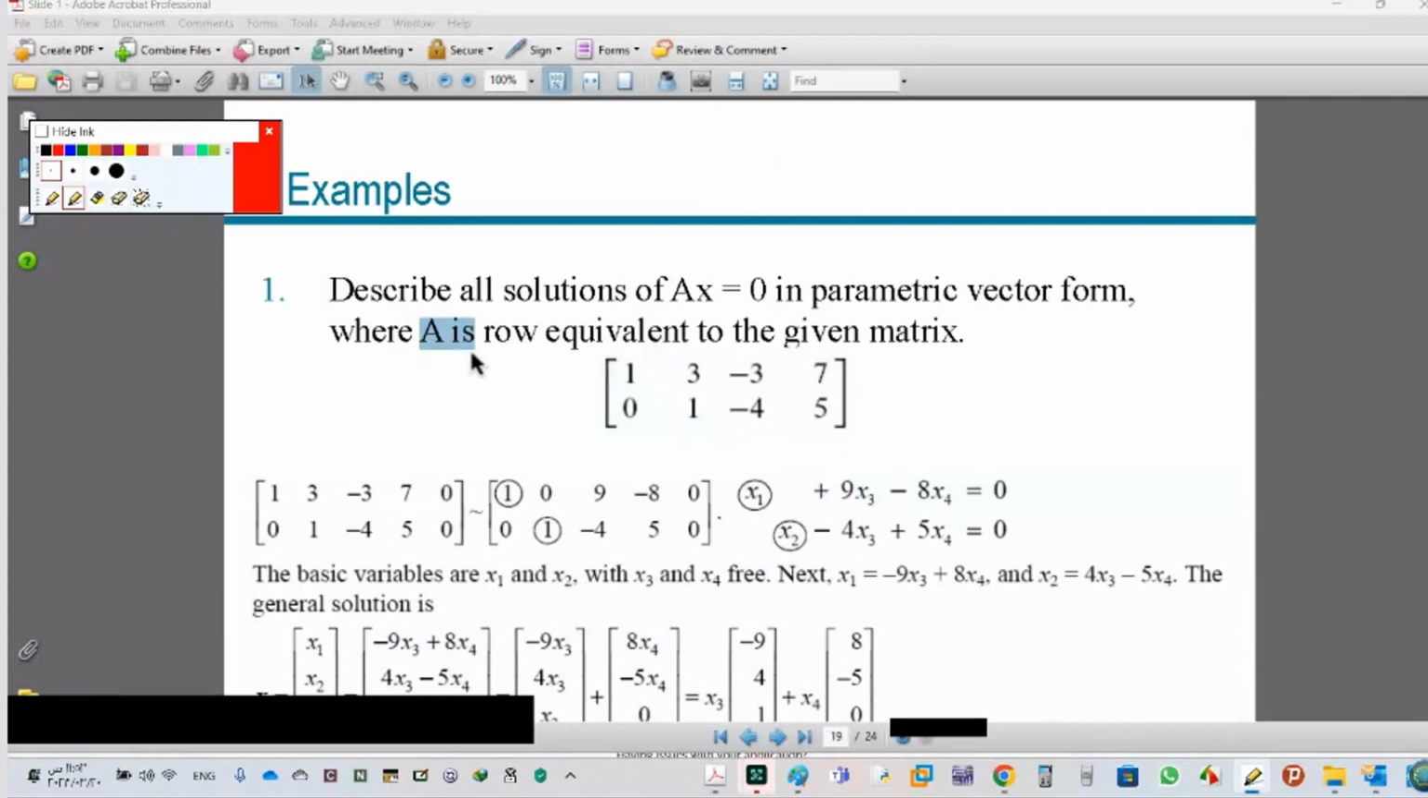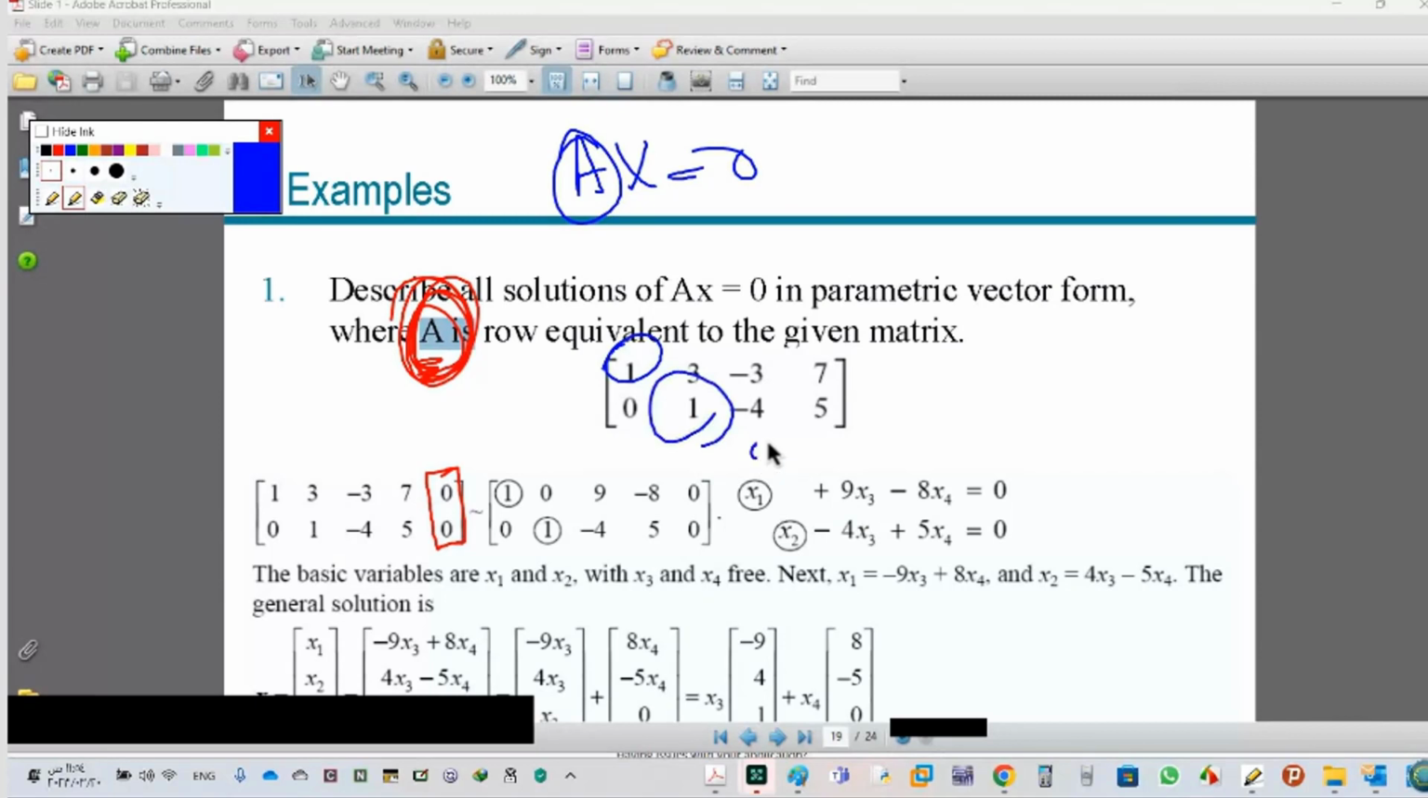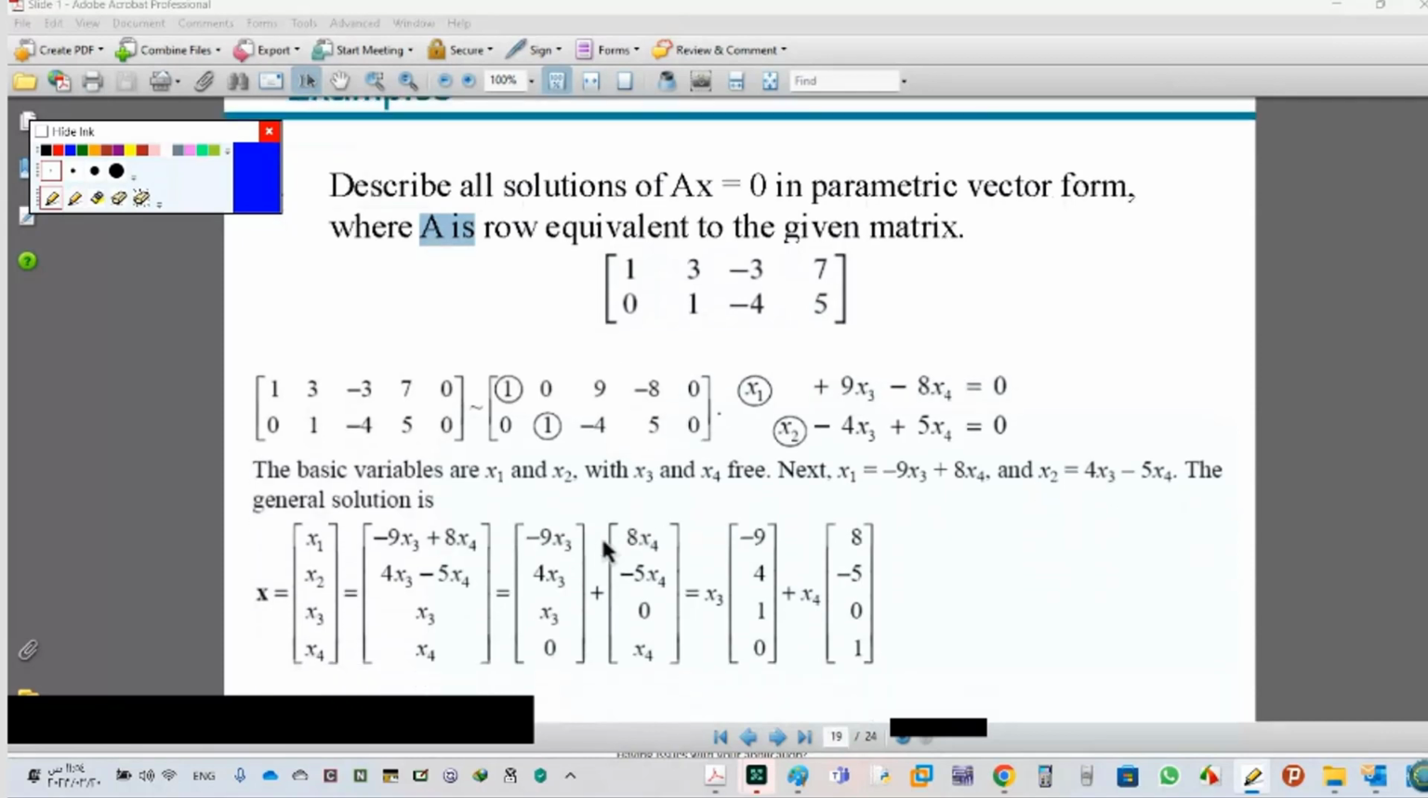Doctor, is this an augmented matrix? No, he told me here it is A. So we have to add 0, 0 to solve. So this is not an augmented matrix, this is A, and this is Ax equals 0. So you have to write the augmented matrix, and this is x1, x2, and x3, x4 as free variables. So you have to write the answer as a function of x3 and x4. Got it?